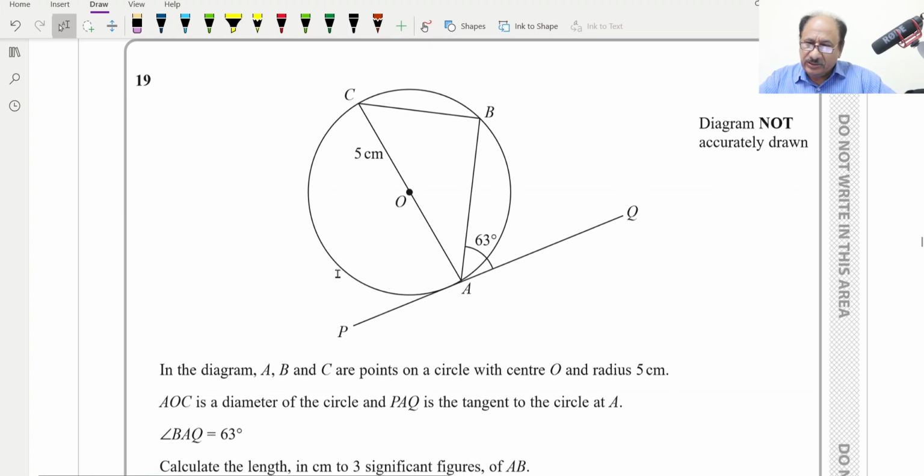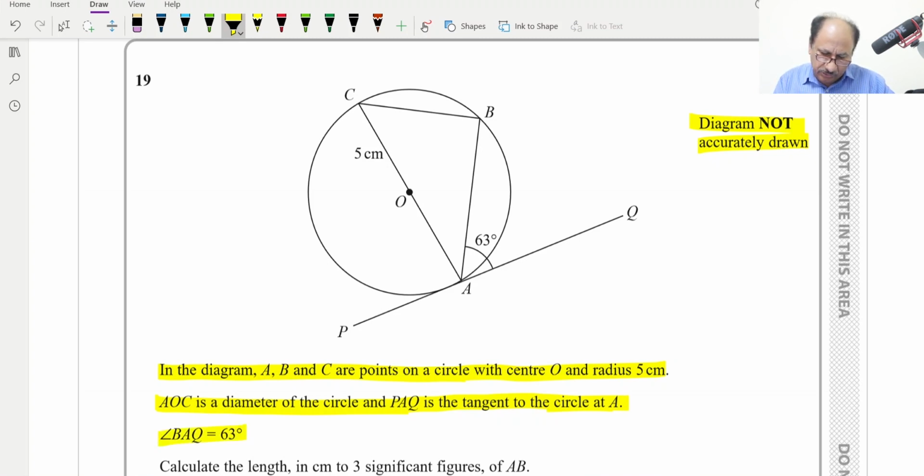Question number 19. Diagram is not accurately drawn. In the diagram, A, B, C are points on the circle with the center O. Radius is 5. OAC is the diameter of the circle. PAQ is the tangent to the circle at A. BAQ is equal to 63. This 63 is provided. This is 5 centimeter, so this will also be 5 centimeter. So total is 10 centimeter. AC is 10 centimeter.